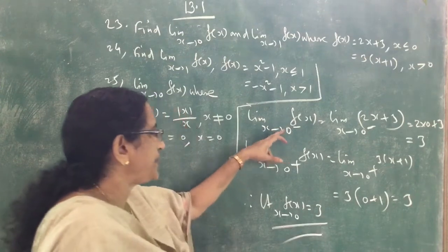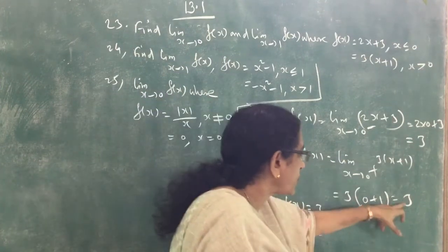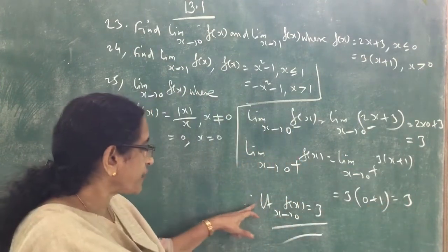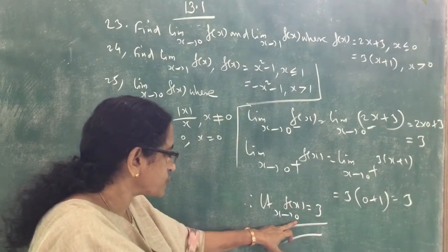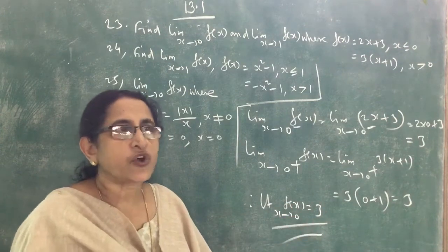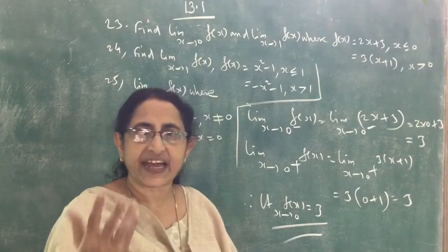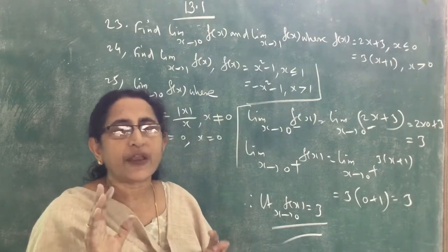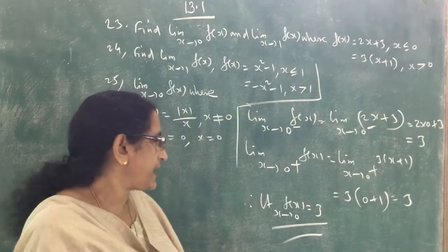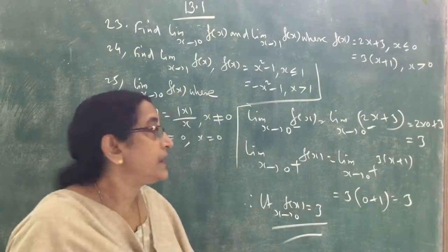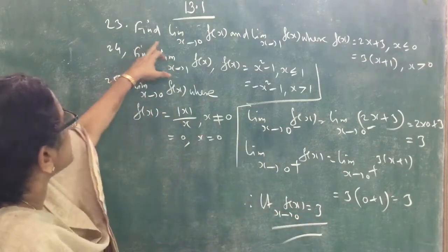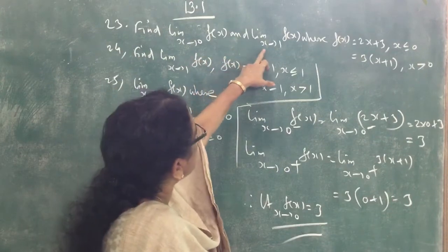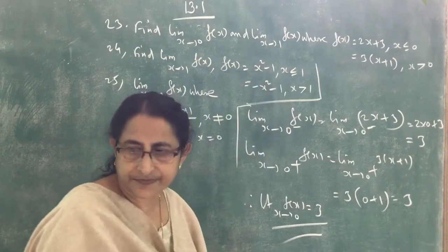Since left hand limit equal to right hand limit, both are equal to 3, we can write the limit of the function f of x as x tends to 0 is equal to 3. So only if the left hand limit and right hand limit exist and are equal, then only we can say that limit of the function as x tends to 0 is equal to 3. So that we got the answer, limit x tends to 0 f of x. Now we will find limit x tends to 1 f of x.